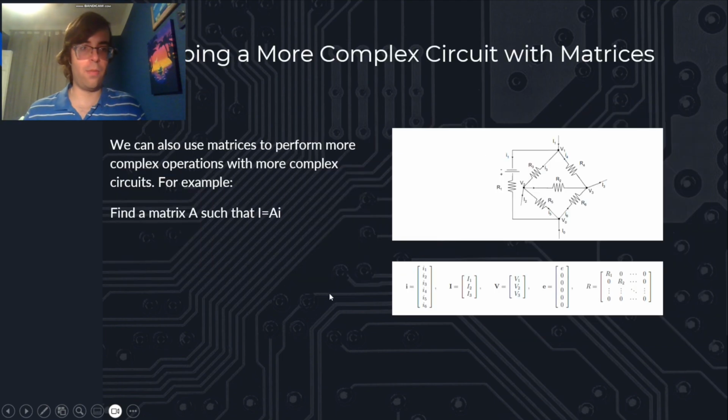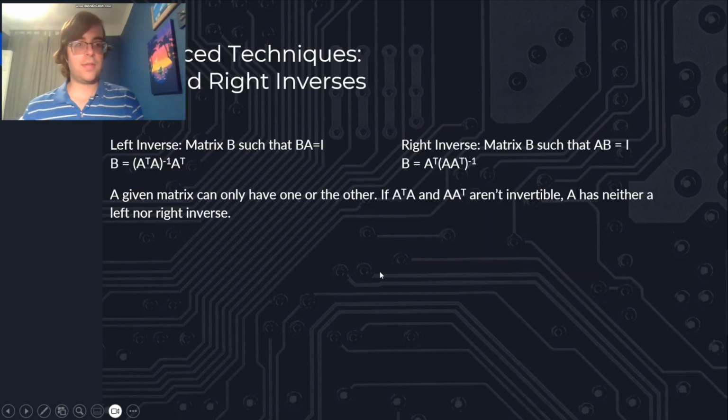We can also use matrices to perform more complex operations with more complex circuits. For example, if we wanted to find a matrix A that transforms this matrix I into this matrix capital I, it's a little bit easier said than done, unfortunately. We can try and use left and right inverses.